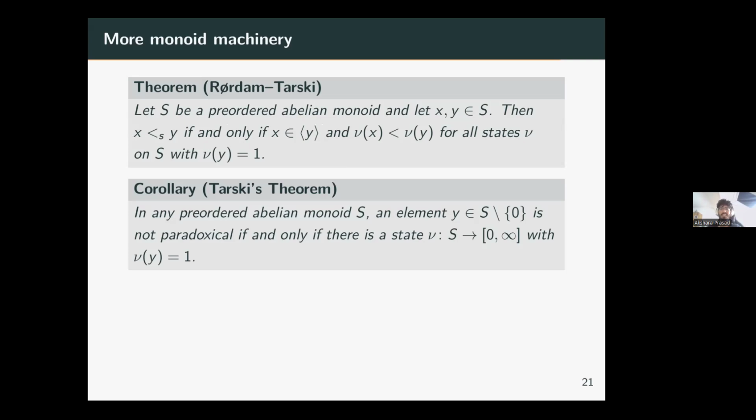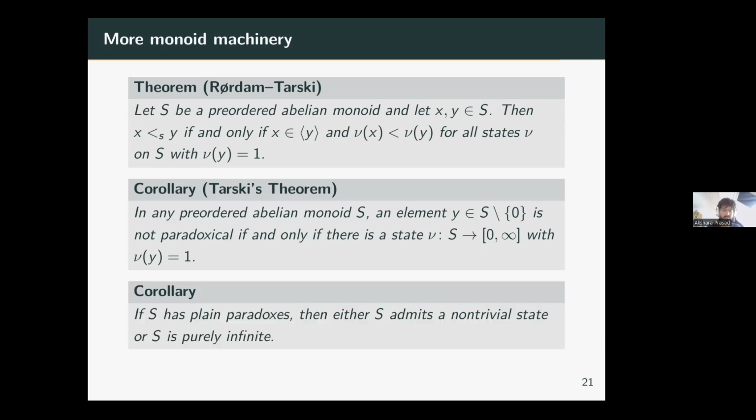And this directly gives Tarski's theorem as we know it, which is: an element y is not paradoxical if and only if there is a state nu that sends y to 1. So we get this as a corollary of what you call the Rordam-Tarski theorem. And from this, we have another corollary for any pre-ordered abelian monoid S. If it has plain paradoxes, then S either is purely infinite or it admits a non-trivial state. As you can see, it follows directly from Tarski's theorem.